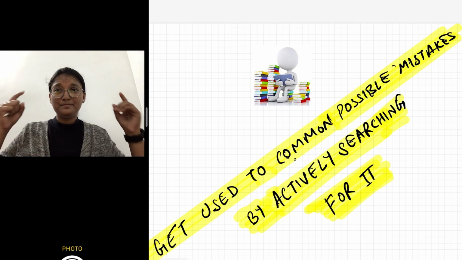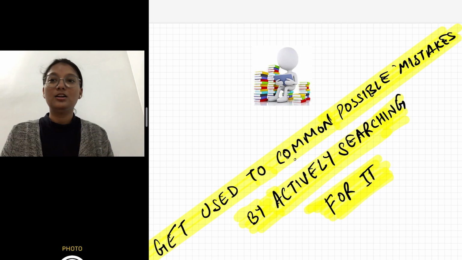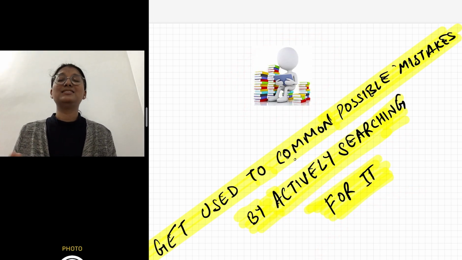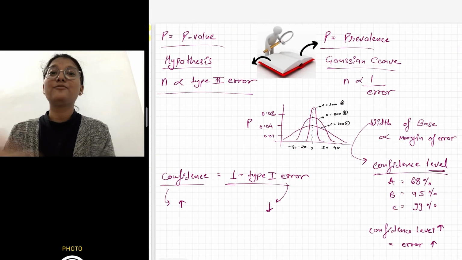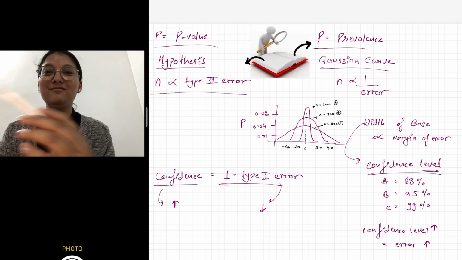Another eye opener is the common possible mistake which everybody tends to make, but how will you know about that? By actively searching for it. You will not get anything by just reading subject to subject. You have to actively search for the common possible mistake, which will be possible only after solving questions.